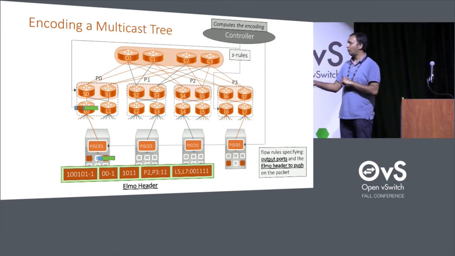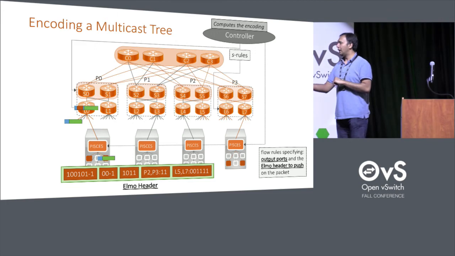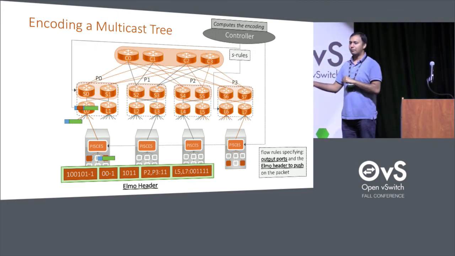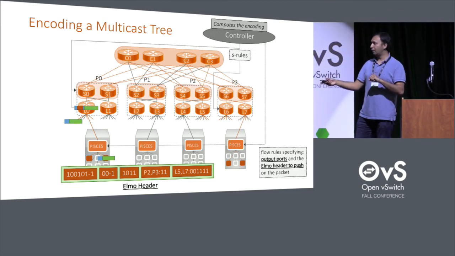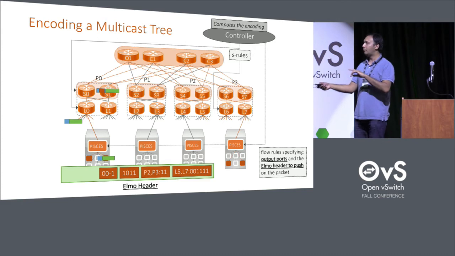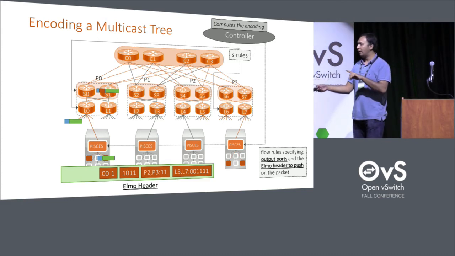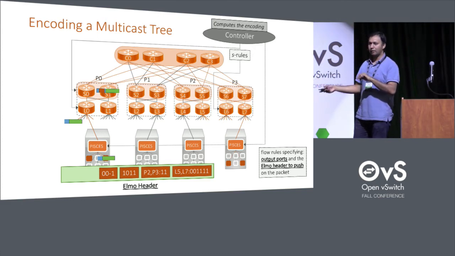Now at each hop, that switch will see if there is a matching P rule for it. If there is, it will use that to send packets down or upstream. And before sending the packet up to the next hop, it will remove those bits from the header, because none of the switches in the following path need that information. So you reduce the size of the packet as you move along in the network.